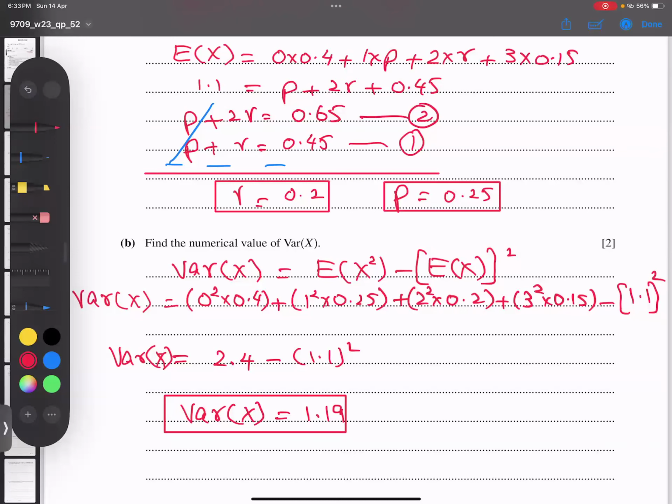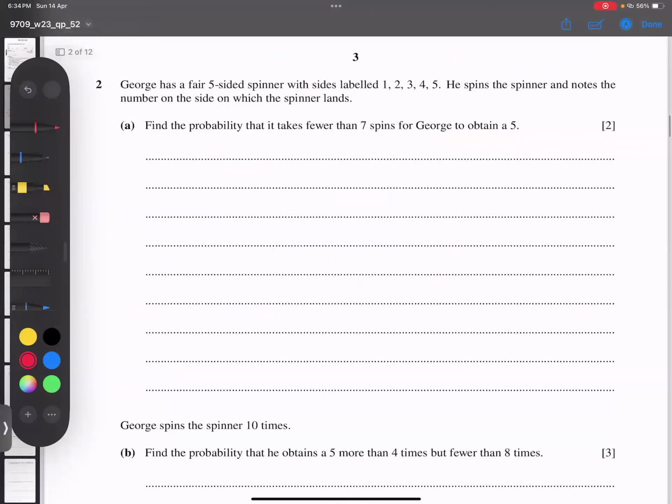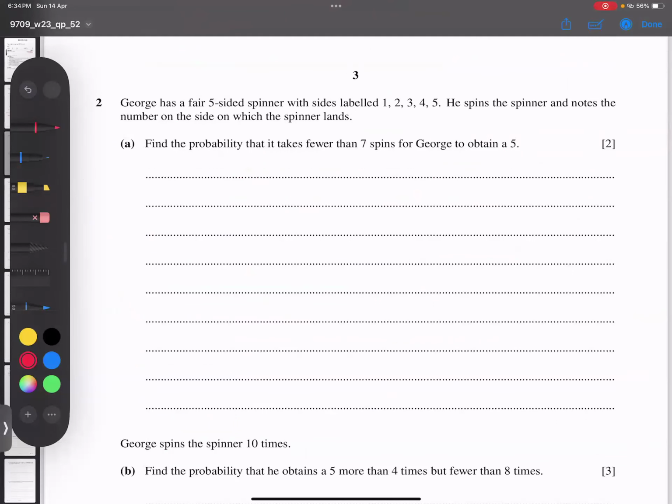I believe the point is very clear. Question number 1 is completely clear. Question number 2: he said that George has a 5-sided spinner with sides labeled 1, 2, 3, 4, 5. He spins the spinner and notes the number of the side on which the spinner lands. Okay, fine. And the probability that it takes fewer than 7 spins for George to obtain a 5.